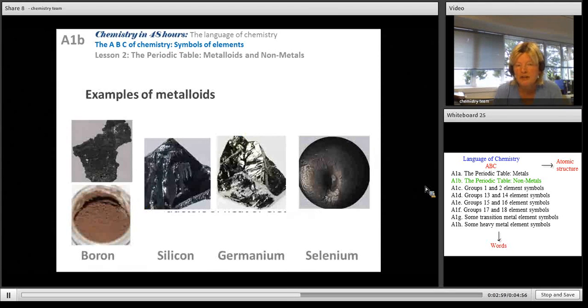So here are the examples of the metalloids. Boron on the left, you can see the top one, it looks more metal-like. Silicon, you can see it's shiny and looks metal-like, so is germanium, and selenium also looks a bit like iron, but doesn't have all the properties of metals.